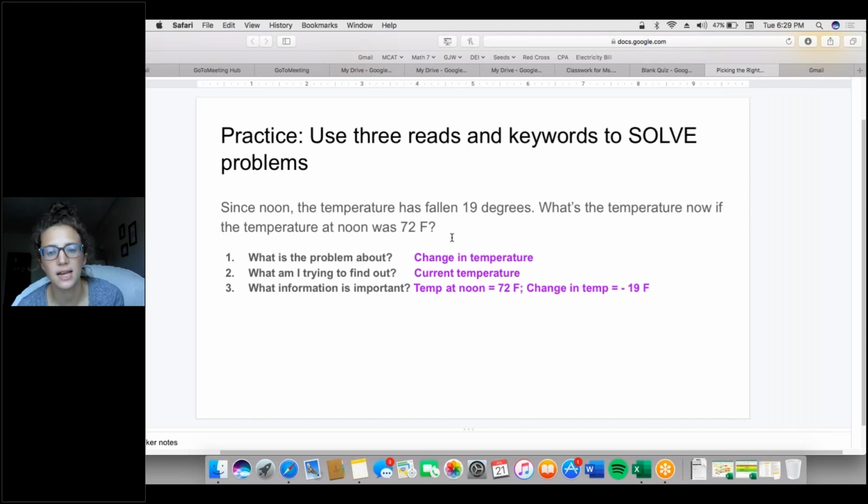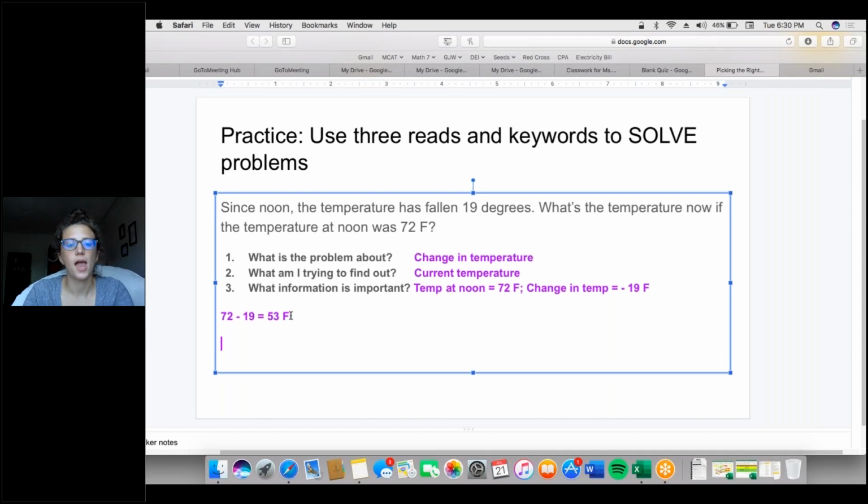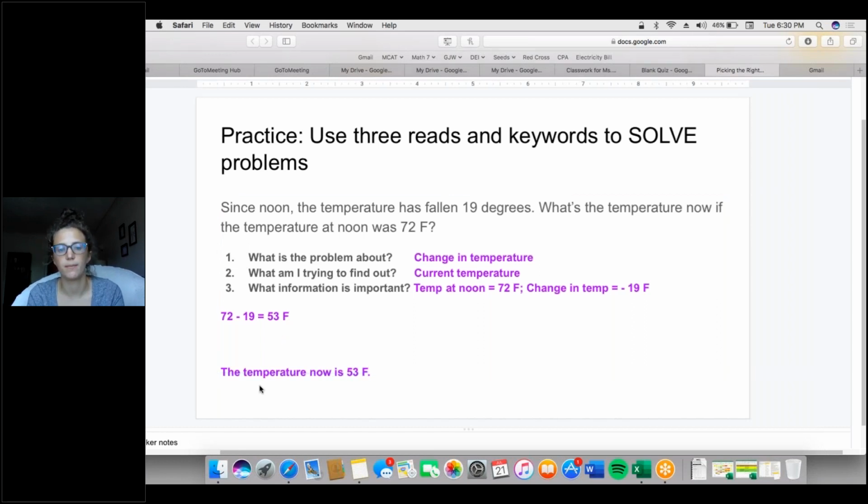And then it says the change was 19 degrees. But it doesn't just say change, it says fallen. Fallen is a keyword telling me it decreased or it went down or it was negative. And that's a keyword telling me that I'm going to subtract. It doesn't say subtract, but fallen tells me that it decreased. So I'm going to take away the change from the initial. So I get 72 minus 19, and that equals 53. And I can put that in a sentence saying the temperature now is 53, and not just 53, but 53 degrees Fahrenheit. And that's my final answer.